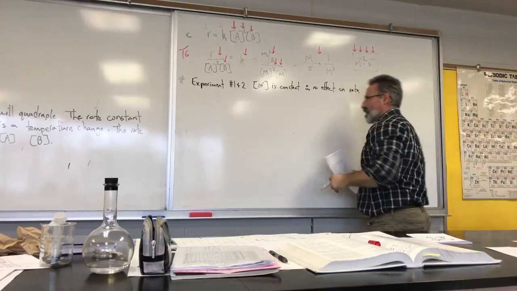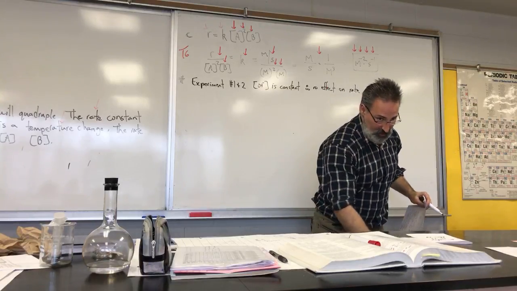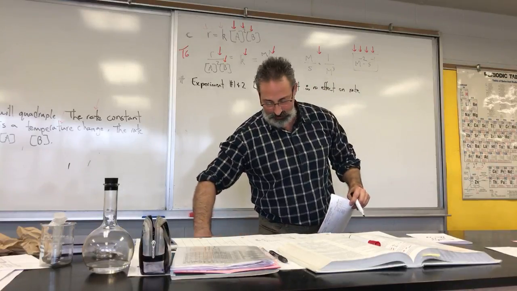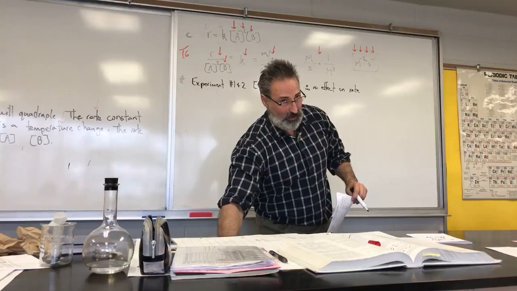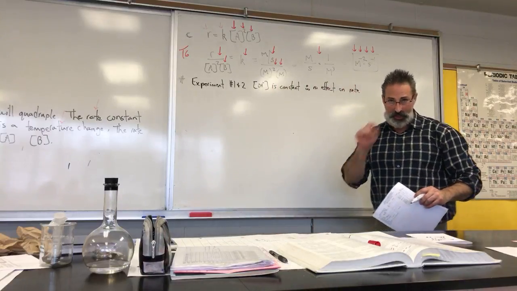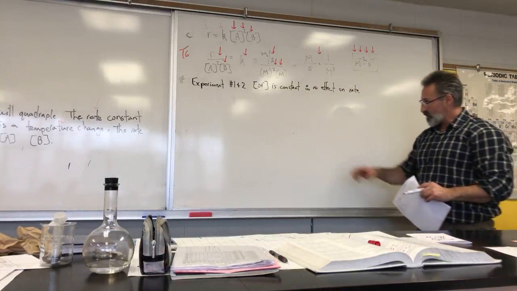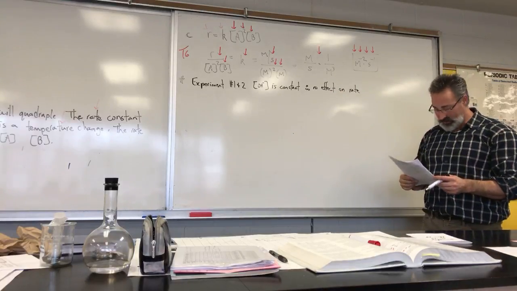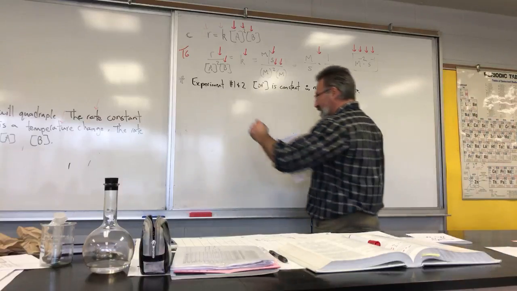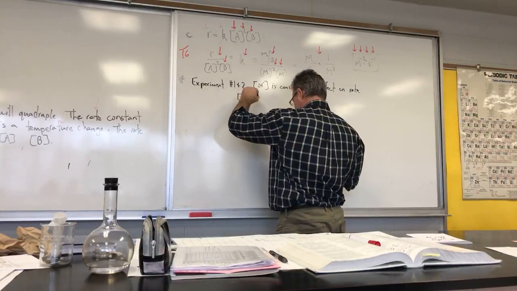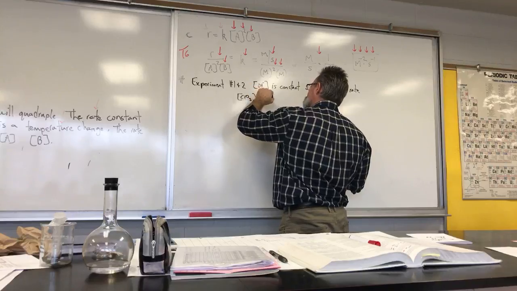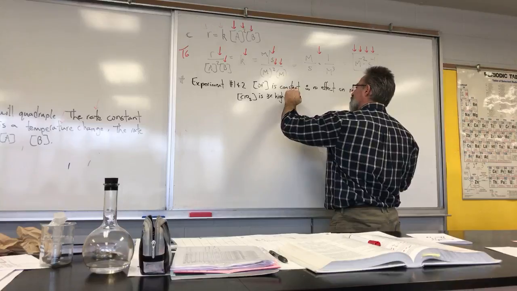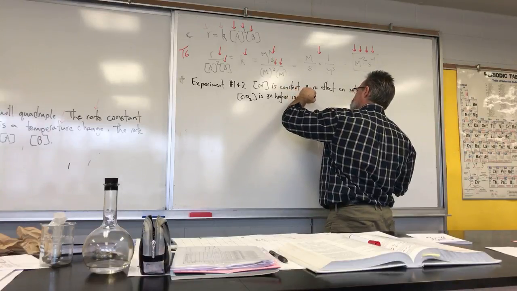The key to solving all these scientific problems is to break them up into small enough pieces. Maybe a global outlook is good at the end of your problem, but when you're solving the problem, you're looking at one thing at a time. So in this experiment, OH minus concentration is constant, therefore it has no effect on the rate. But the ClO2 concentration is 3 times higher in experiment number 1.